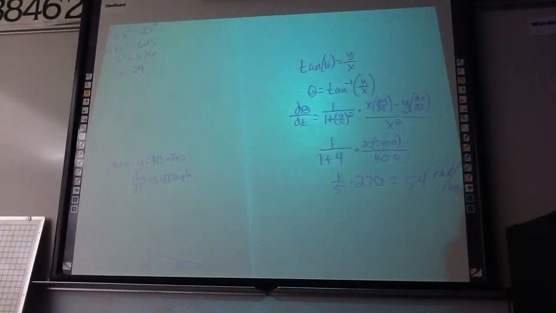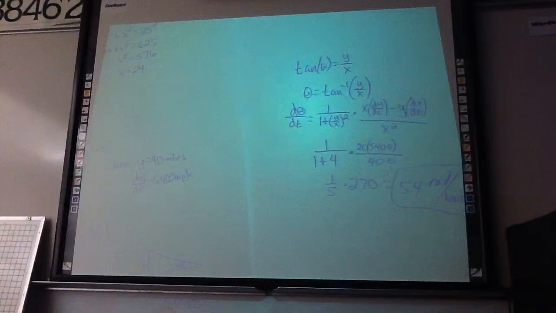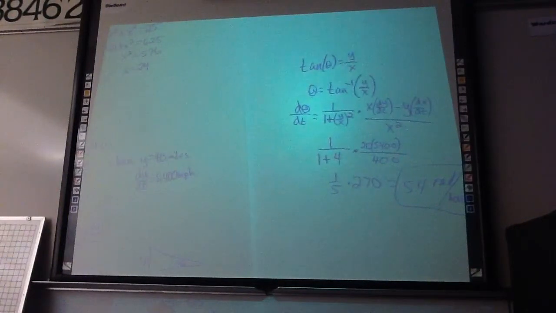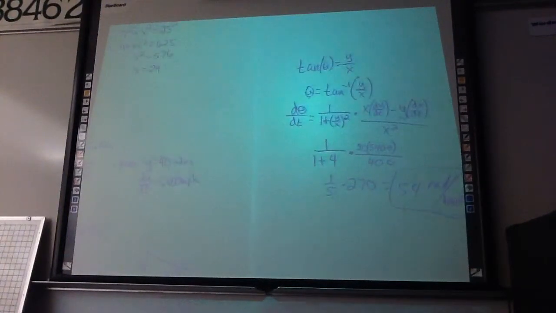It says, how? You just put seconds on the other one. It says radians per something. It says radians per hour, or radians per second. What's our answer in?